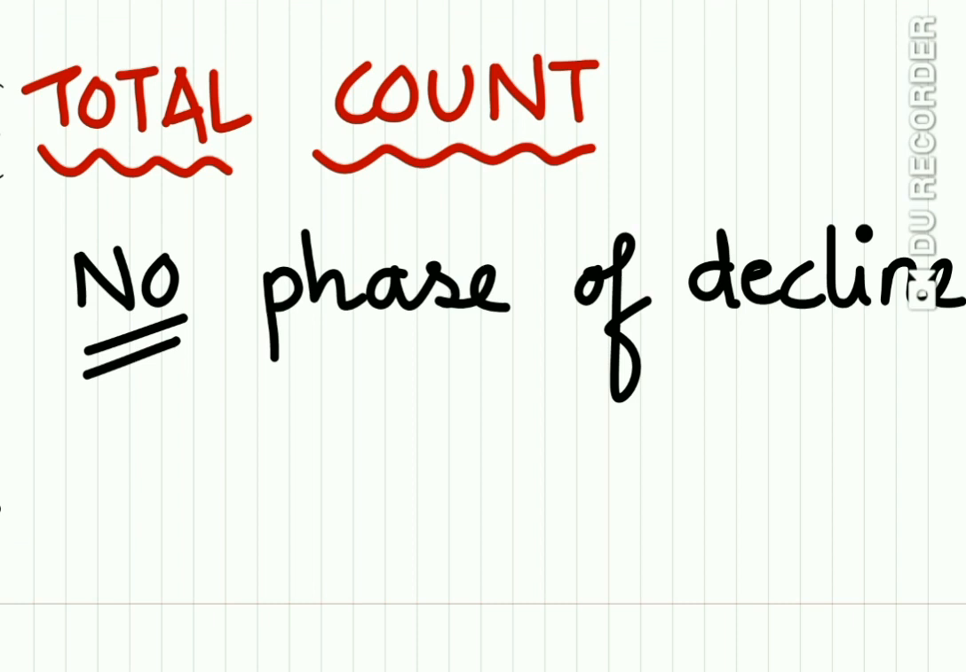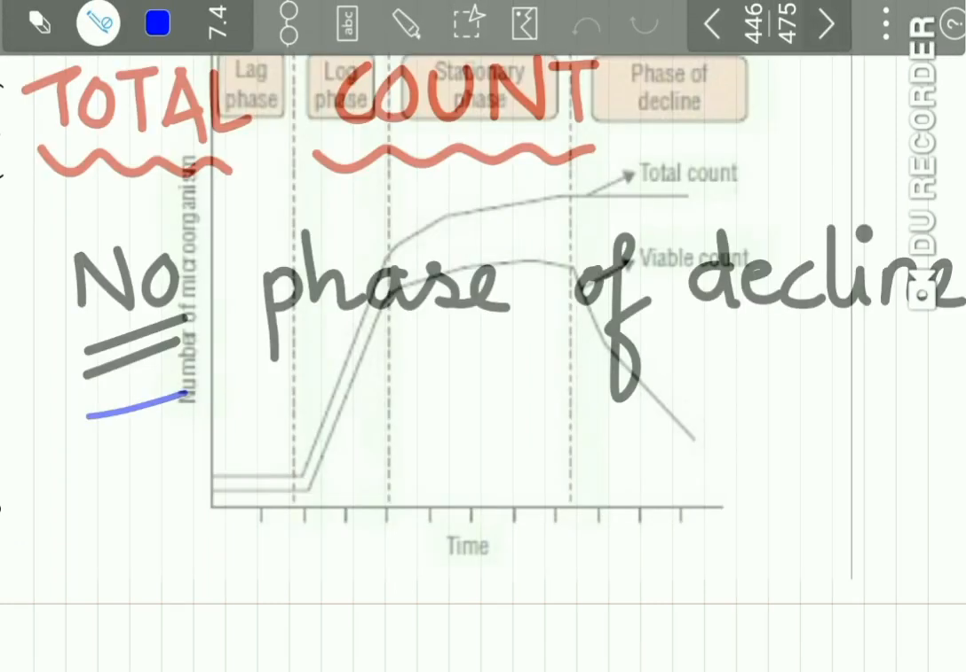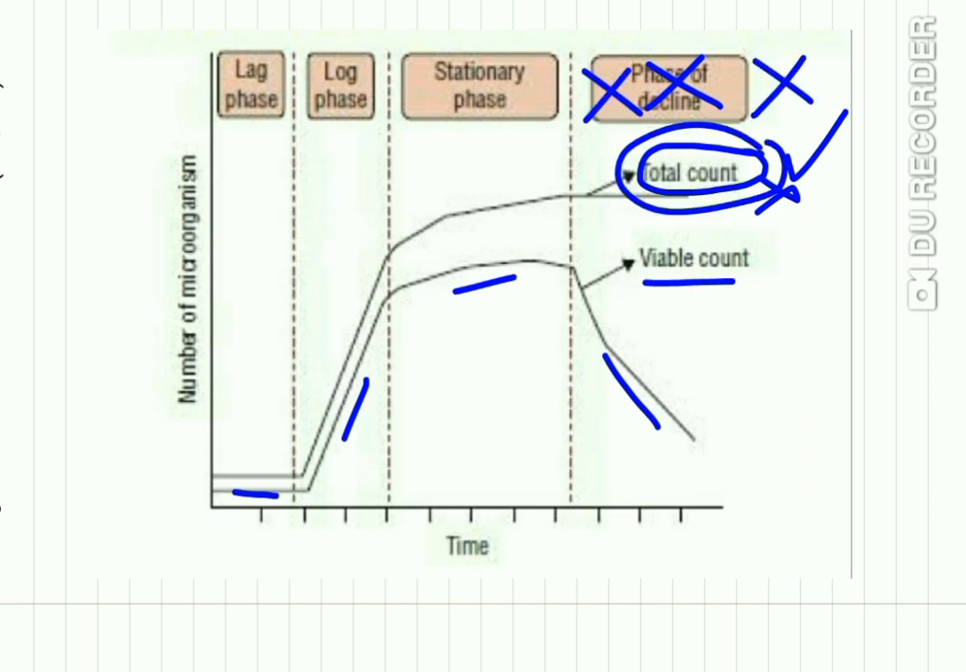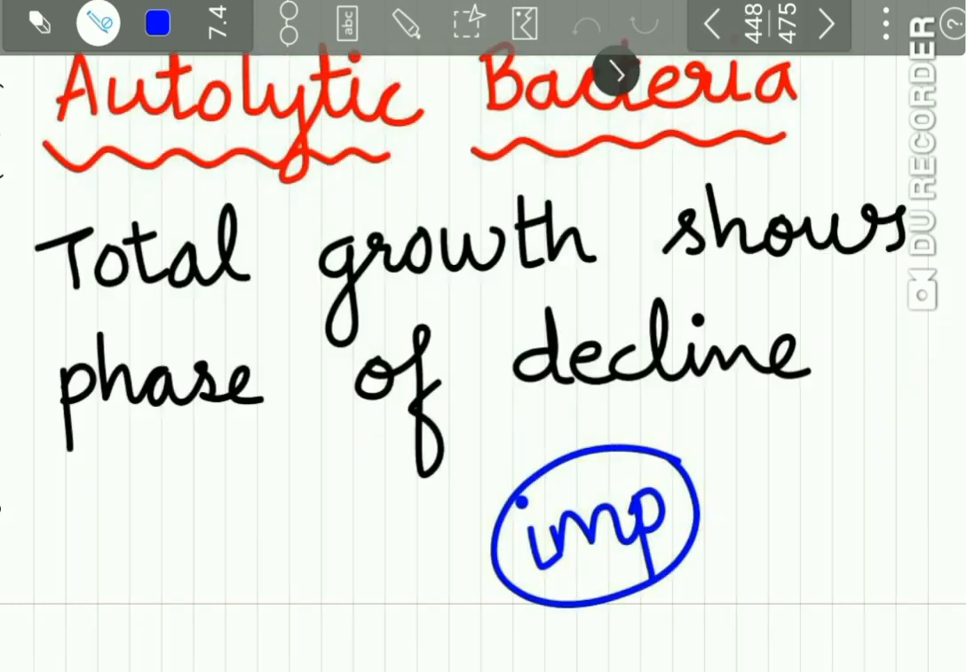Now if we consider the total count and not the viable count, and if a graph is plotted for the total count of the bacteria, there is no phase of decline. So you can see here, this is another graph for the total count. The viable count, this is the lower graph which shows lag phase, log phase, stationary phase and phase of decline, while the graph of the total count does not show any phase of decline. So for total count there is no phase of decline.